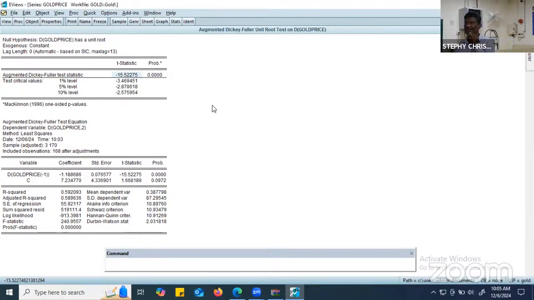15.52. That is the calculated value. What is the critical value, the tabulated value? 3.46. Which is greater? The calculated value is greater than the tabulated value. Hence, reject the null, accept the alternate. This is one way of interpretation, inference.